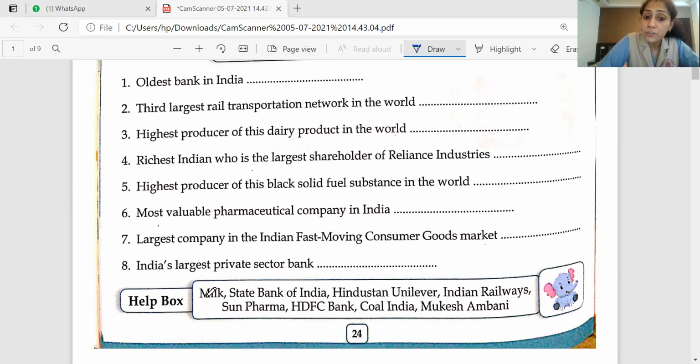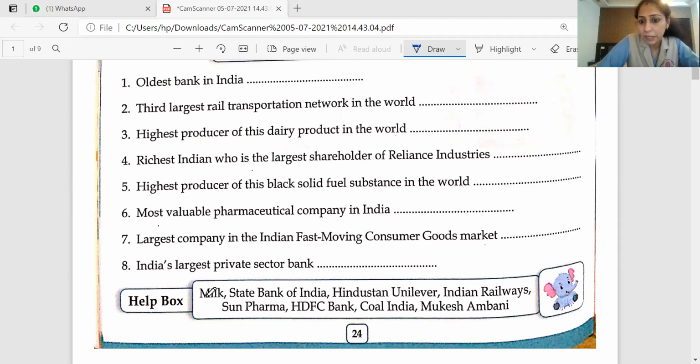Richest Indian, who is the largest shareholder of Reliance Industries, is none other than Mukesh Ambani. Okay, Mukesh Ambani and Anil Ambani are two brothers. They belong to Dhirubhai Ambani. There's a movie also, starring Abhishek Bachchan, about Dhirubhai Ambani. I'm not able to remember the name of the movie. You can always search for it.